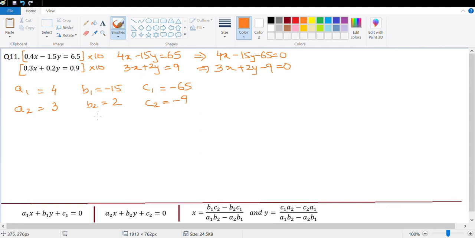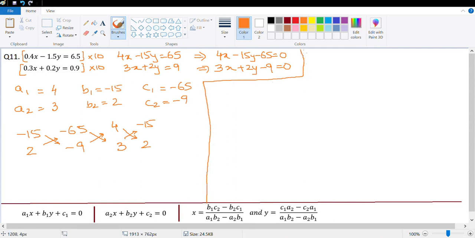So let's write it now in the BCAB form. So negative 15, negative 65, 4, negative 15. Next, 2, negative 9, 3, 2. Cross multiply. Let's see what we get. Let me just make a line so that we know that this is starting from here.